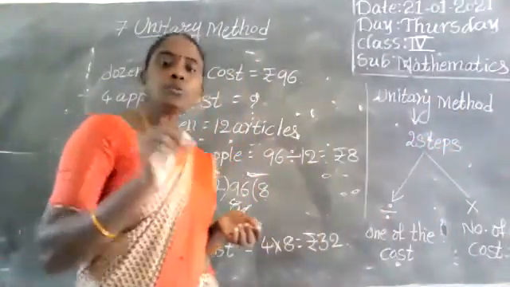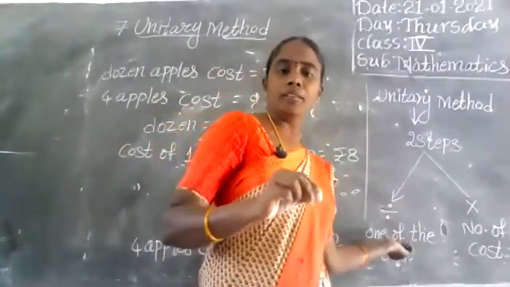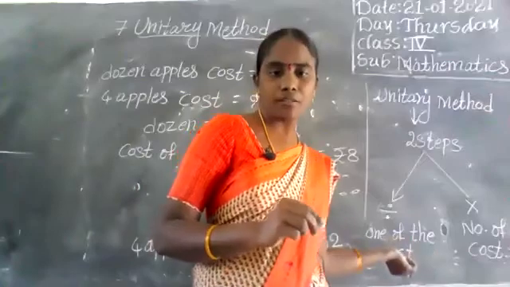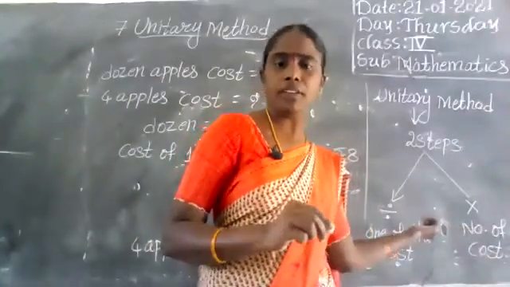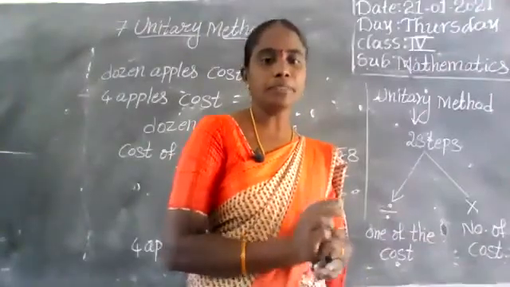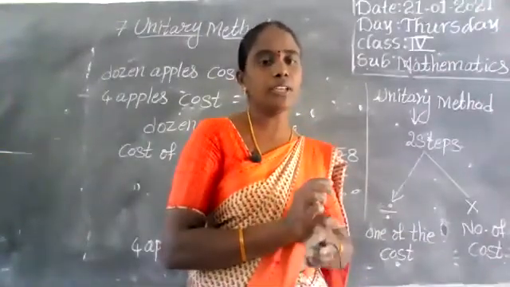In the unitary method, two steps are there. First, we have to do division. After, we have to do multiplication. First, we have to find out the cost of one, after that the cost of the given number. That is the unitary method. These problems only come in this unit, children.